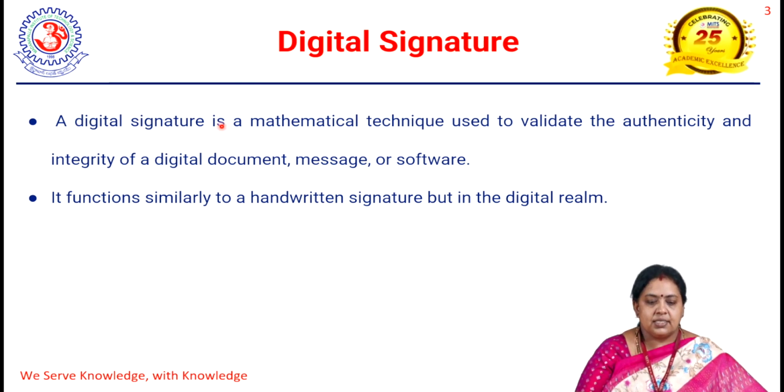This digital signature is a technique which is used to validate the authenticity as well as the integrity of the digital document, or we can call it a message or software, anything that is digitally present. For this digital thing, we provide authentication and also integrity by using a mathematical technique called a digital signature. This digital signature is similar to a handwritten signature, but it is in the digital realm. That's the definition of the digital signature. So the digital signature is a mathematical technique used to validate the authenticity and integrity of a digital document, message or software.